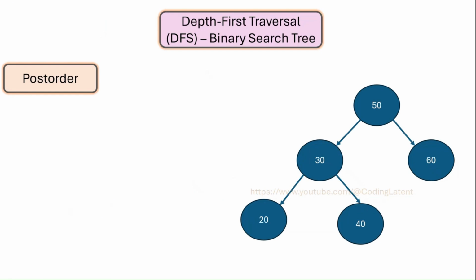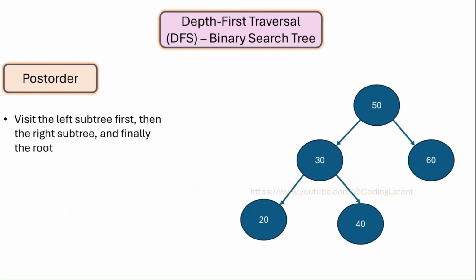Now let's understand the post-order traversal. So in a post-order traversal, we visit the left subtree first, and then the right subtree, and then finally visit the root. So let's understand with this example. So we'll start with the root of the tree, which is 50. We'll go on to the left side. So for this left side, there is a left child, which is 30.